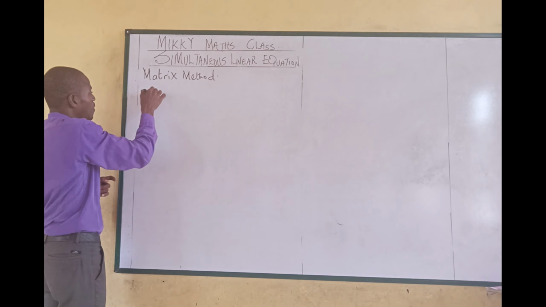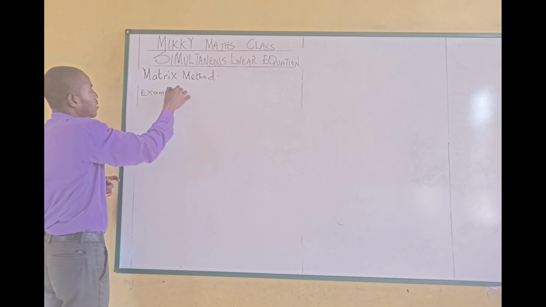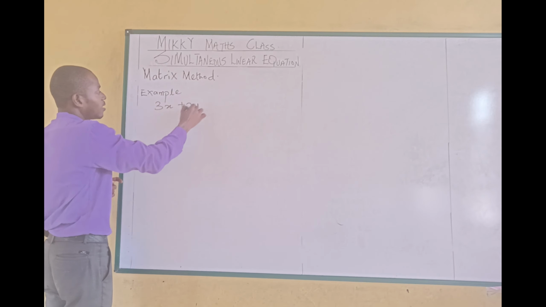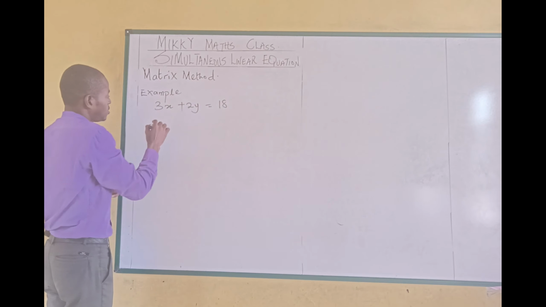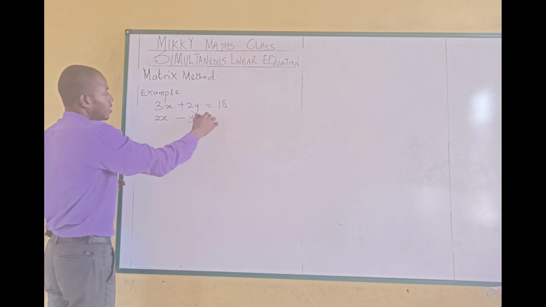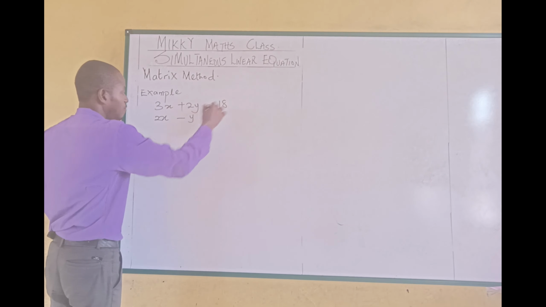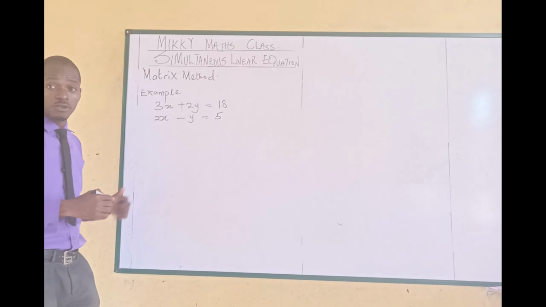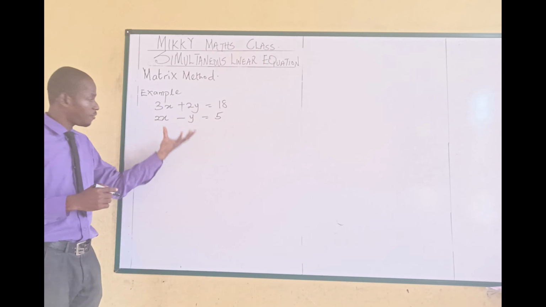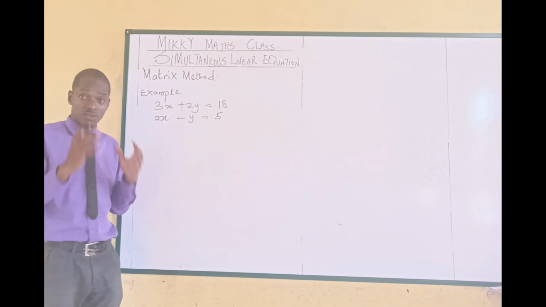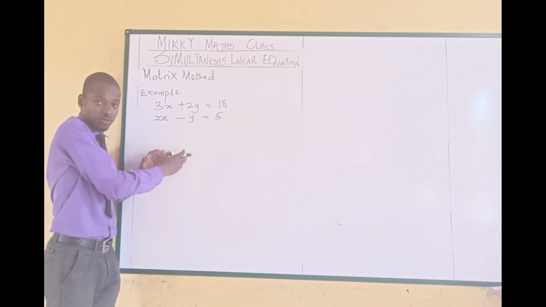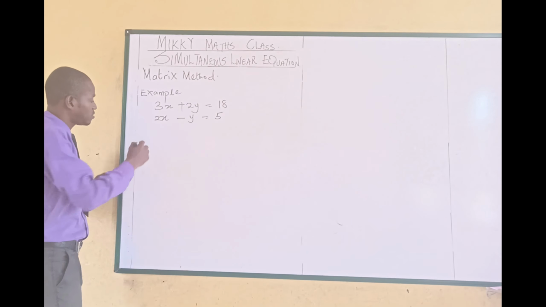Let's take an example: 3x plus 2y equals 18, and 2x minus y equals 5. These are the two simultaneous equations we have. Now, when we are solving it using the matrix method, the first thing is to put the simultaneous equations in matrix form.